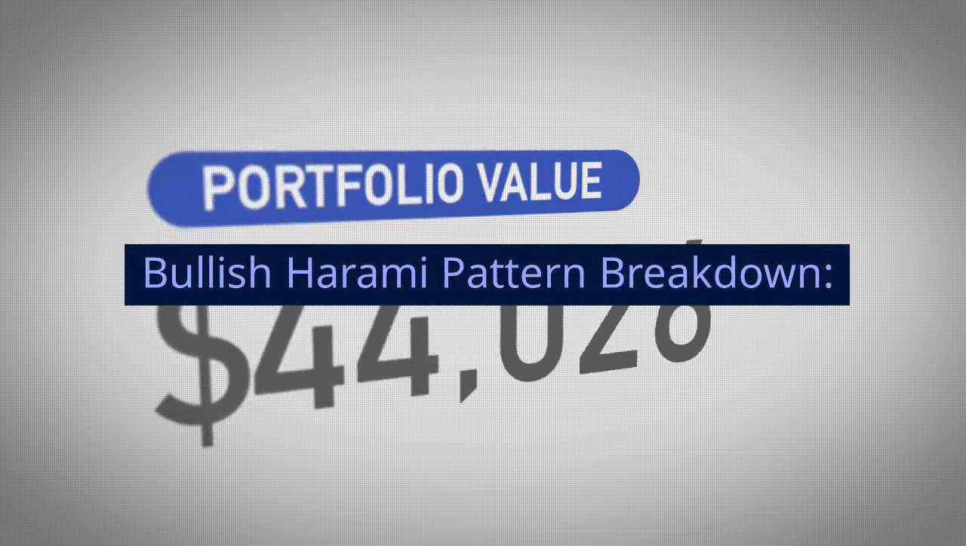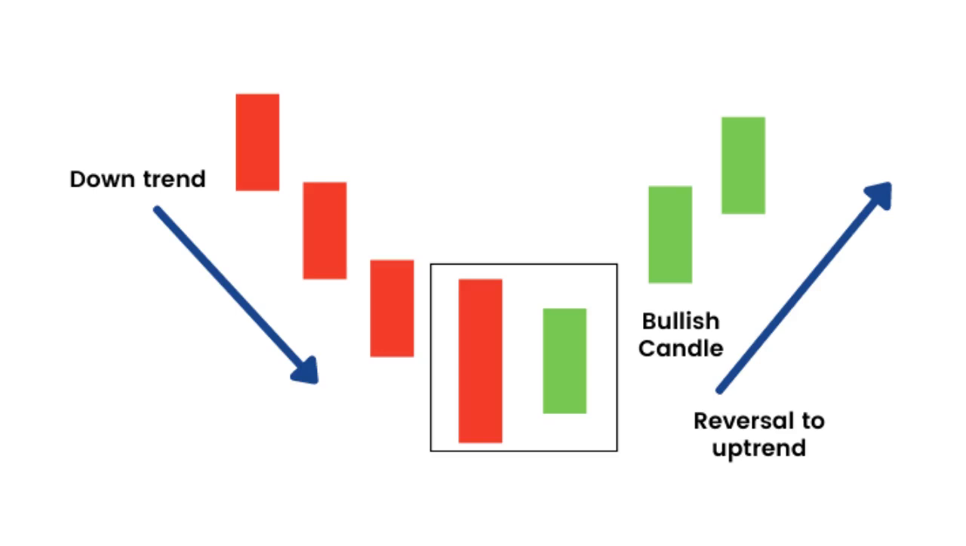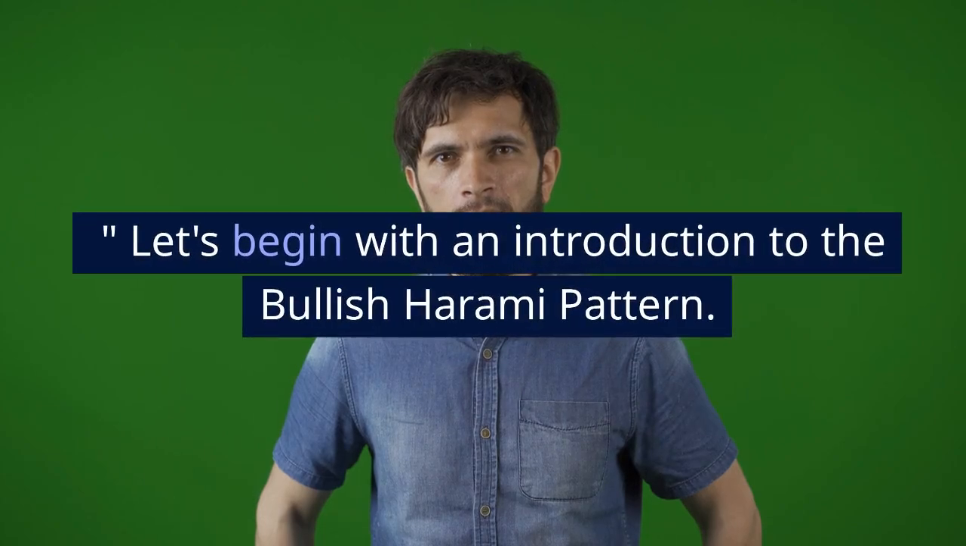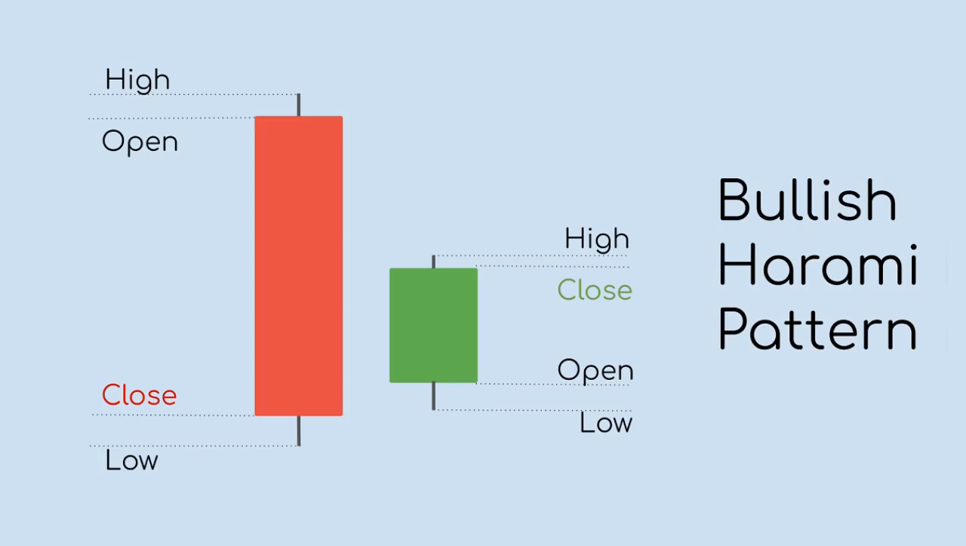Bullish Harami pattern breakdown. Let's begin with an introduction to the Bullish Harami pattern. The Bullish Harami pattern is a two-candle formation that signals a potential reversal from a downtrend to an uptrend. It offers valuable insights into shifts in market sentiment.